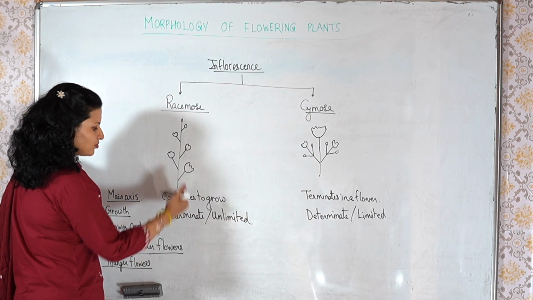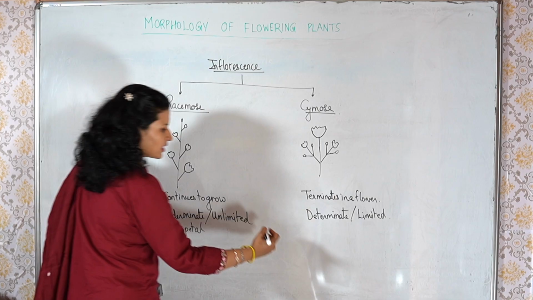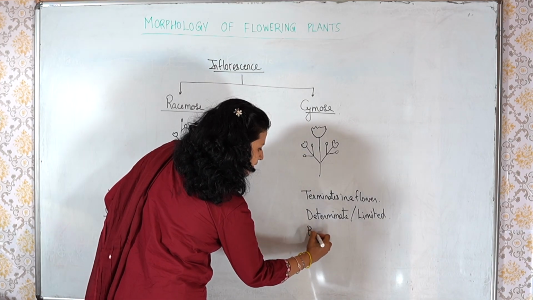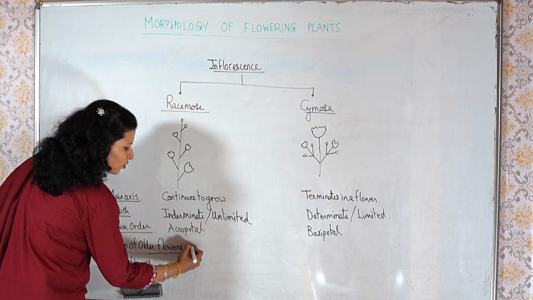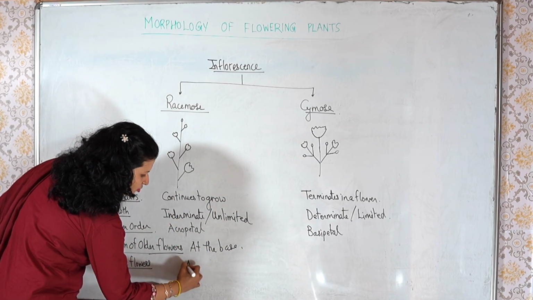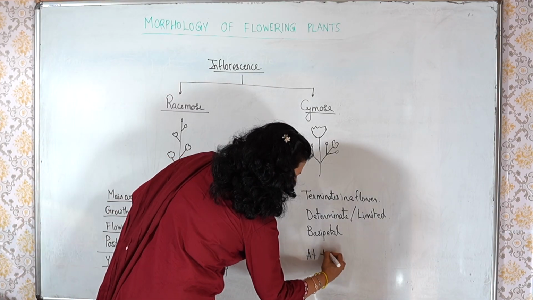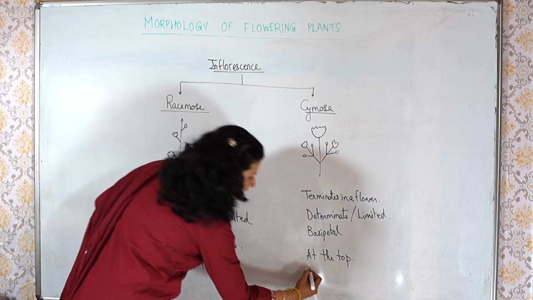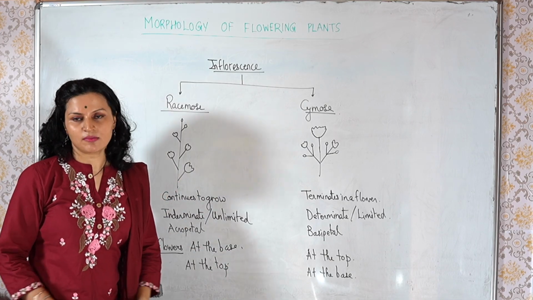Flower order is said to be acropetal in case of Racemose inflorescence, and in case of Cymose inflorescence, it is said to be basipetal. Position of the older flowers: in Racemose, the older flowers are at the bottom and younger flowers are at the top. In case of Cymose inflorescence, older flowers are at the top and younger flowers are at the base. No examples have been cited in NCERT for Racemose and Cymose inflorescence.